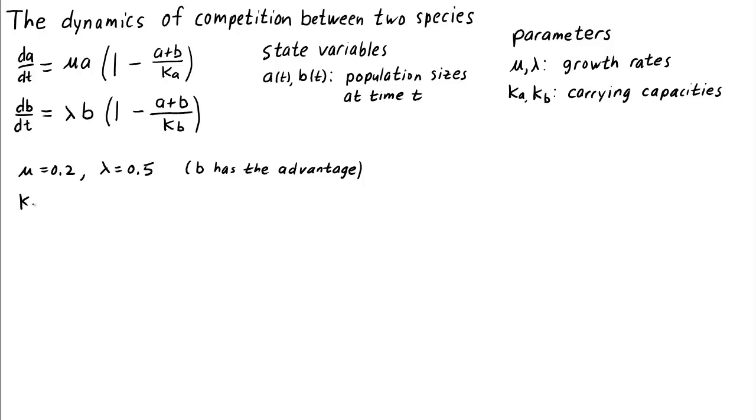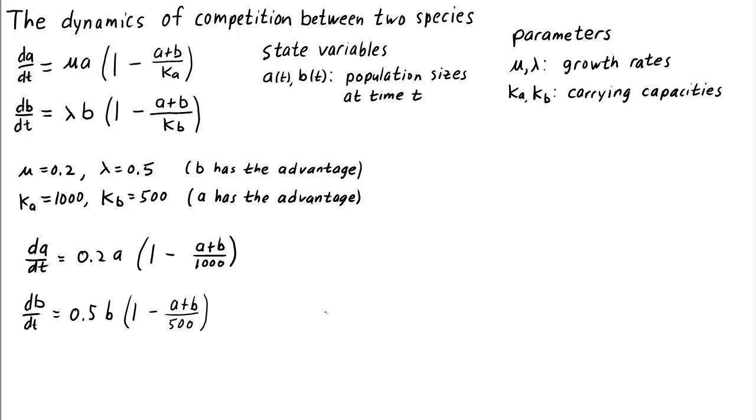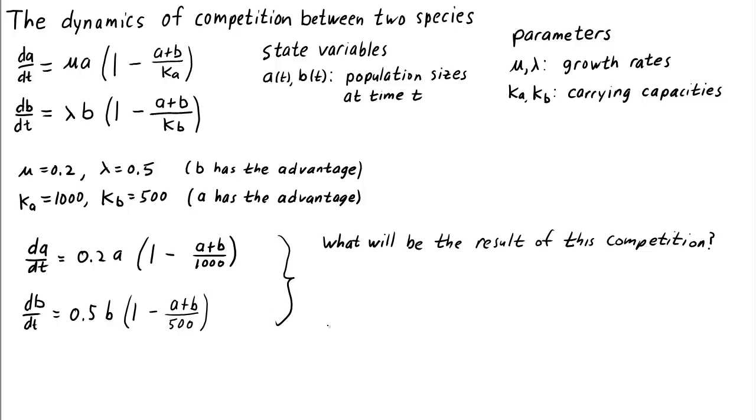For the carrying capacities, let's set K sub A equal to 1000 and K sub B equal to 500. Now who looks like they're winning? As far as carrying capacities go, A has the advantage. Population A can get larger than population B. Let's write down the equation with these values. So what's going to happen with this competition?